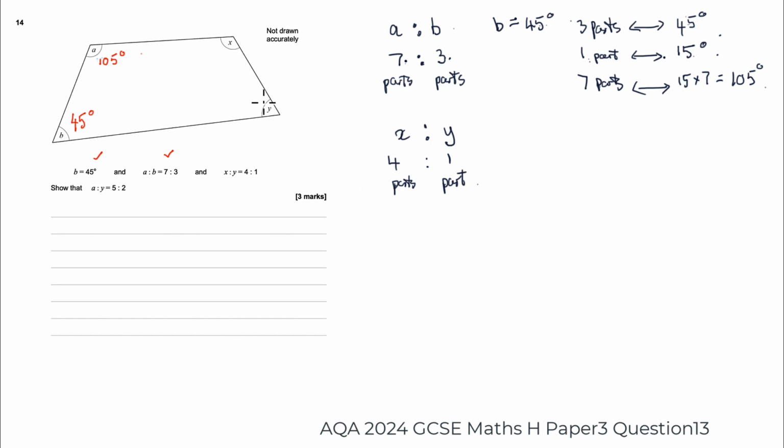So what do we know about X and Y? Well, what we do know is that we're in a quadrilateral and that the total of all the angles is 360 degrees. So we know that these two, X plus Y, must come to 360 minus the total of 105 and 45, which is 150. So if we take 150 away from 360, that gives us 210. So between these two, we've got 210 degrees. That's between these 4 parts and this 1 part, which comes to a total of 5 parts.